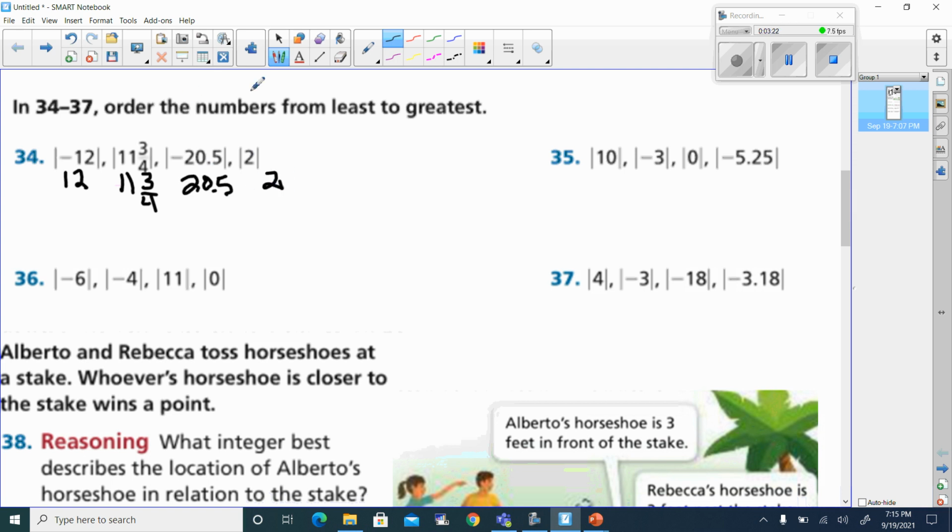All right, so what is it from least to greatest? The smallest number I see here is 2. Second smallest number I see is 11 3/4. Next biggest number is 12. And the biggest number I see is 20.5.